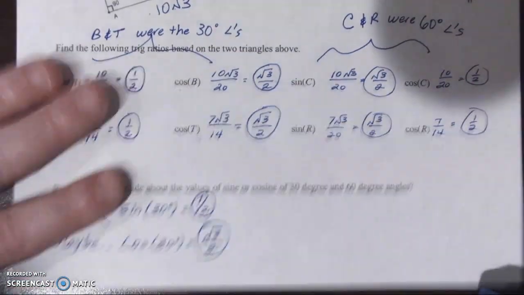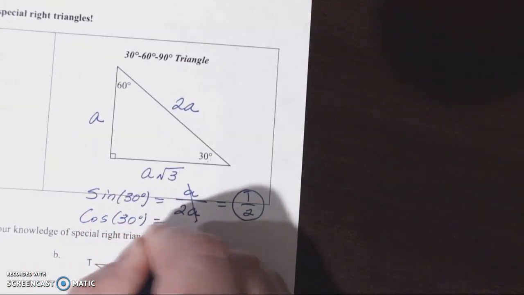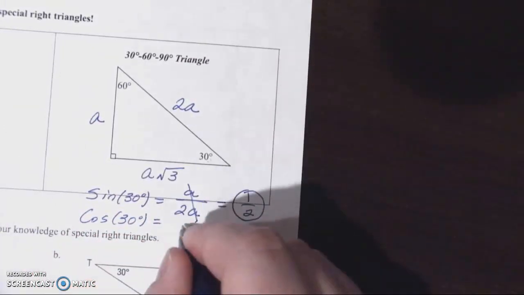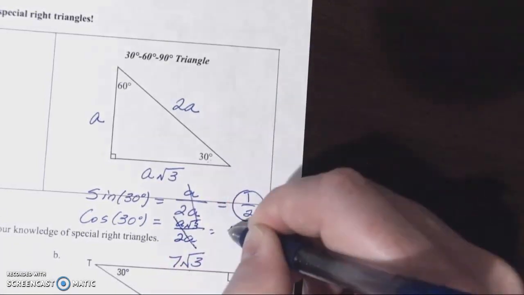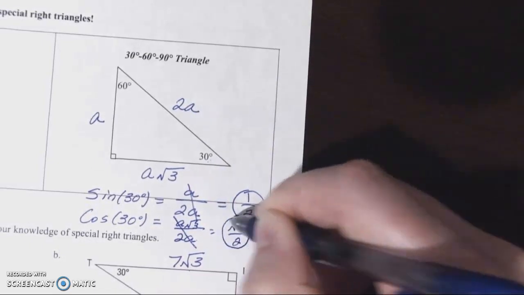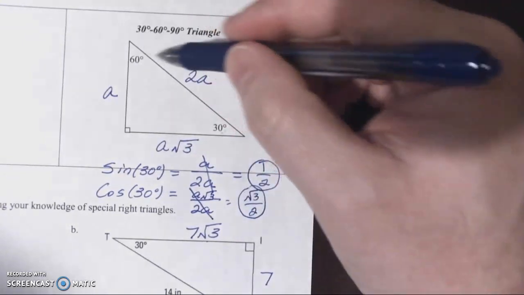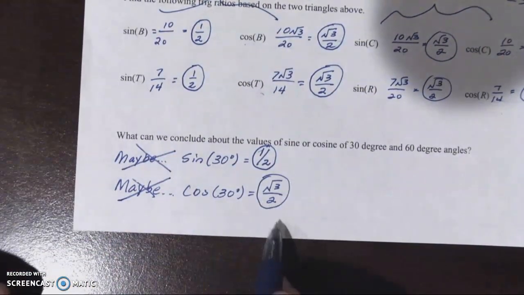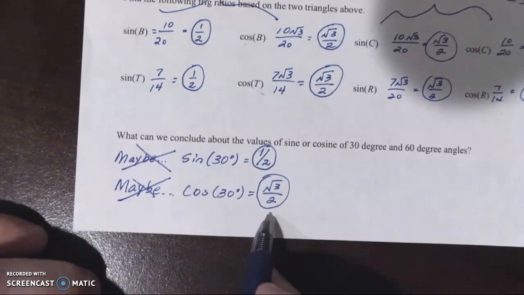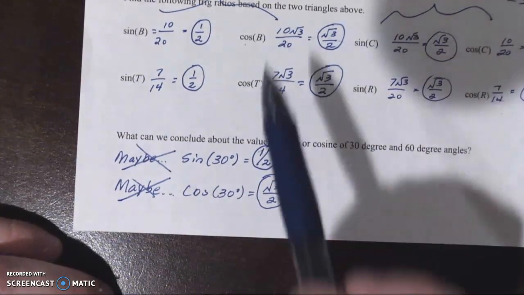Well, let's check it out on our general triangle here. Cosine of 30 degrees would be adjacent over hypotenuse. Well, that would be root 3 a over 2a. Well, what happens is the a's would cancel again, and we'd be left with root 3 over 2 generally. So if this is true on the general triangle, without the specific value, it has to be true for every 30, 60, 90 triangle. And again, we can take away this "maybe", that cosine of 30 degrees is always root 3 over 2.